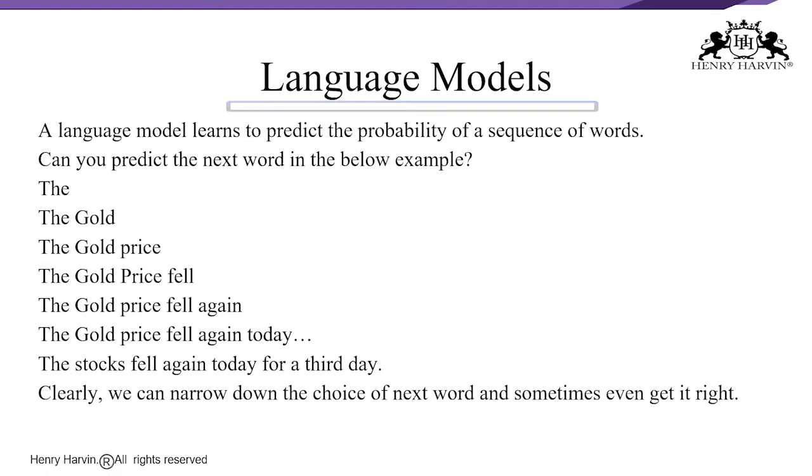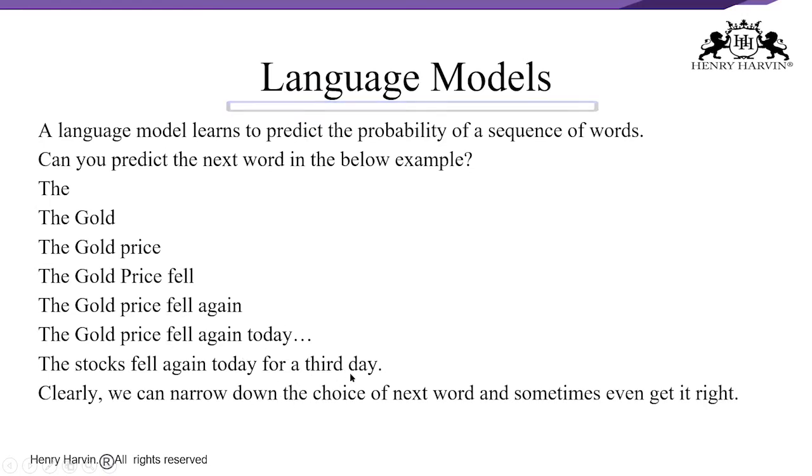The next one is "the gold price fell", and the next is "the gold price fell again". So it is going to talk about something related to the past. It is connecting to something. Then "again today for a third day". I have not written everything, which is why I kept the dots. "The gold price fell again today for a third day." It could be about the gold price, or it could be about the stock.